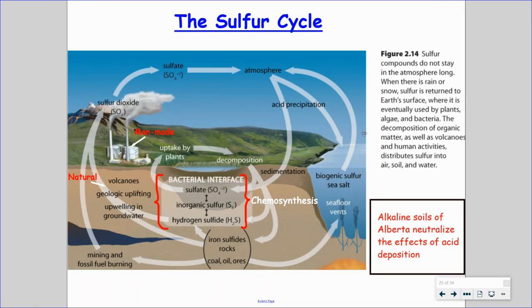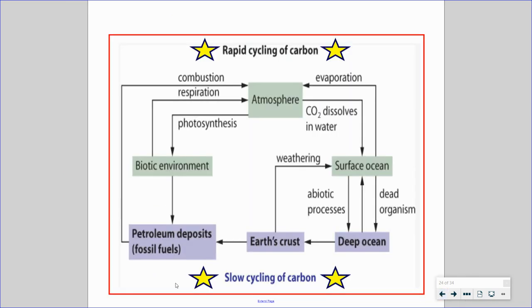When we are discussing the sulfur cycle, the next one, we're really going to get into this idea behind petroleum deposits, fossil fuels, and human impact.